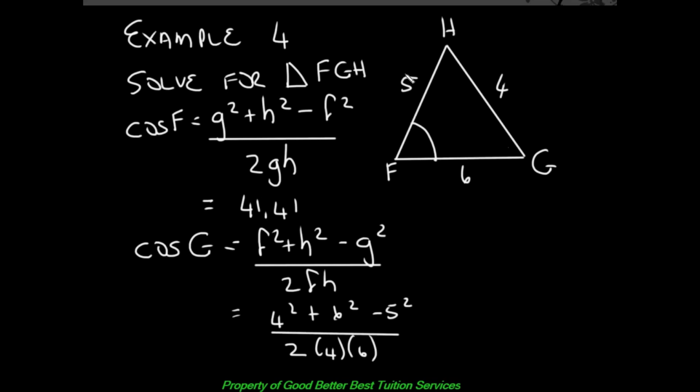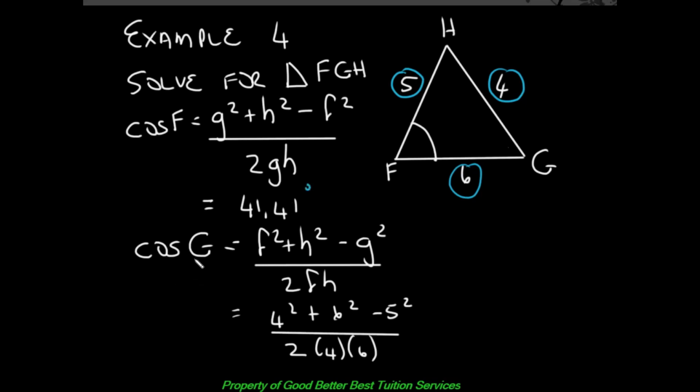Where's g? That's g. Where's h? That's h. And then where's f? That's f. Over 2gh. And we're going to type it into your calculator, and you're going to get a decimal. You're going to do the same thing that we did on the previous slide, where you press shift and the long number, and you're going to get your degrees. So you go shift cos and your long number, and you're going to get 41,41 degrees.